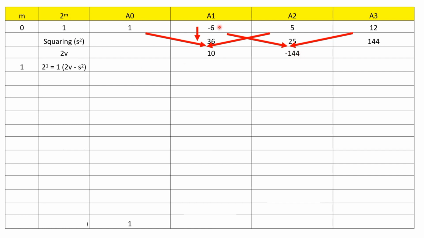So, for a sub 1, we have 10 minus 36, which is equal to negative 26. Then for a sub 2, reversed, I will have 25 minus negative 144, that is 169. For a sub 3, since it has no value here, that is 0 minus 144, so that is negative 144. Then we will just repeat the process. This time, this is the first iteration, since all the coefficients are complete, that is 2 raised to 1.